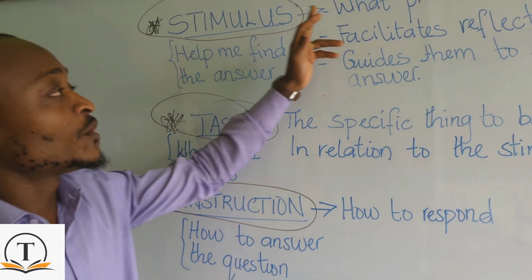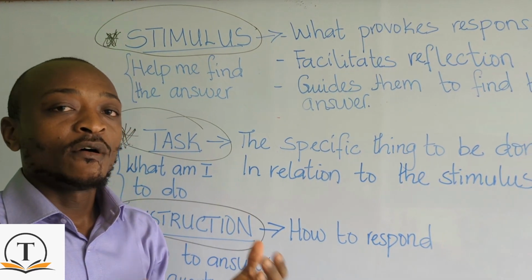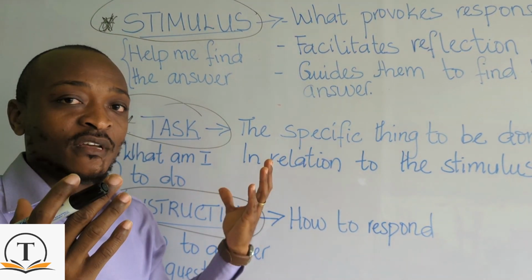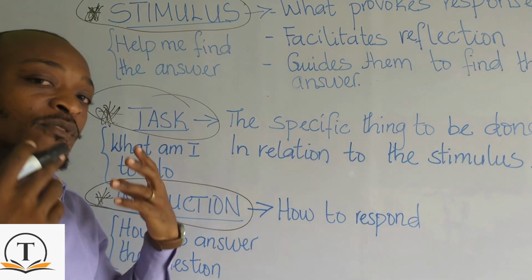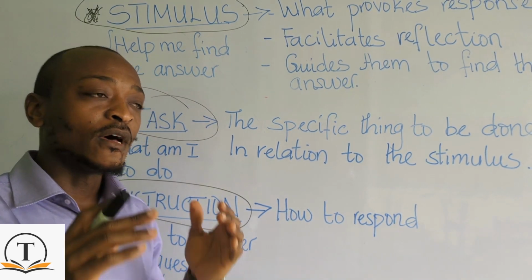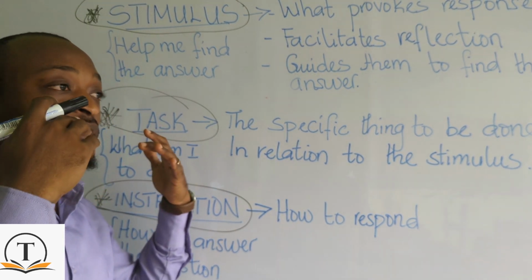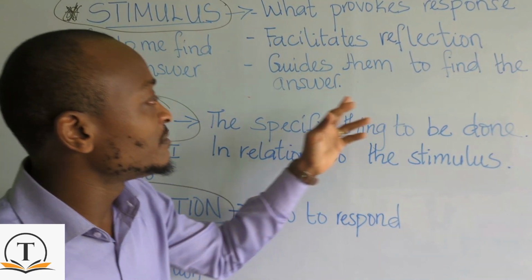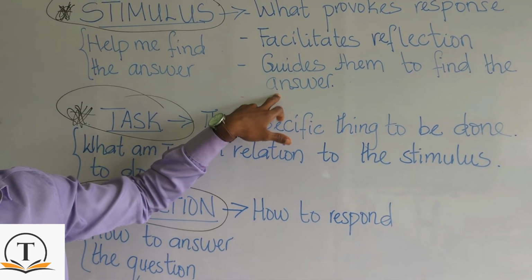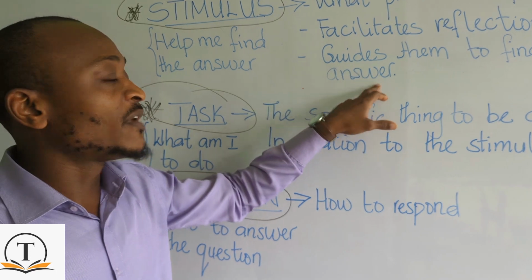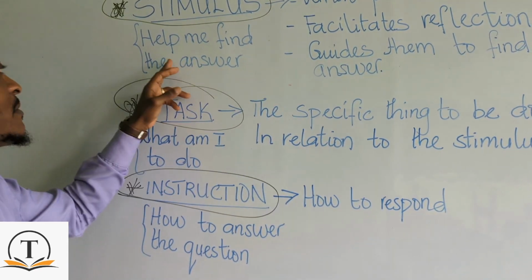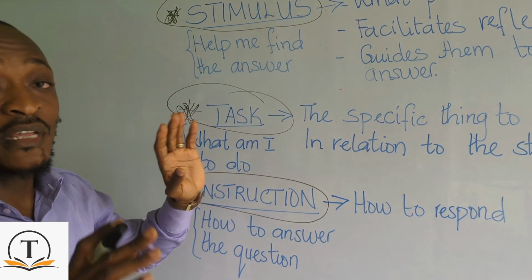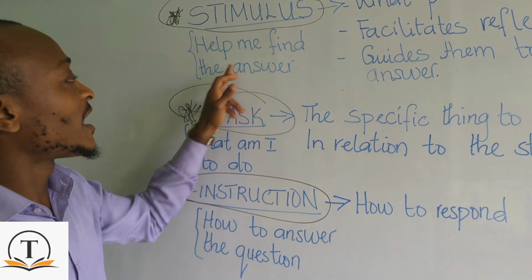Now, the stimulus is what provokes response from the side of the children, and it facilitates reflection. The stimulus is that statement that helps the learner understand what is expected of him or her. The next one is it guides them to find the answer, like you see on my whiteboard. It guides them to find the answer. Remember, the action statement, according to me, is help me find the answer.